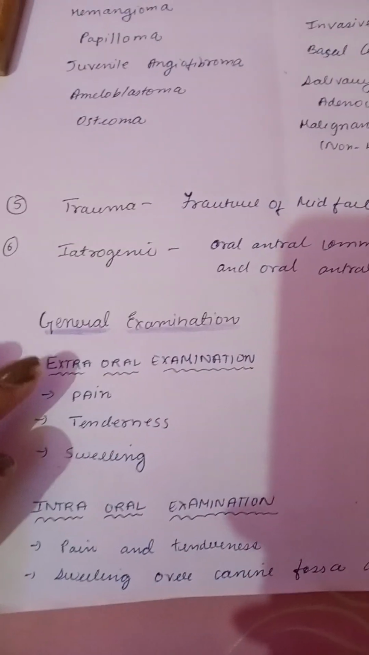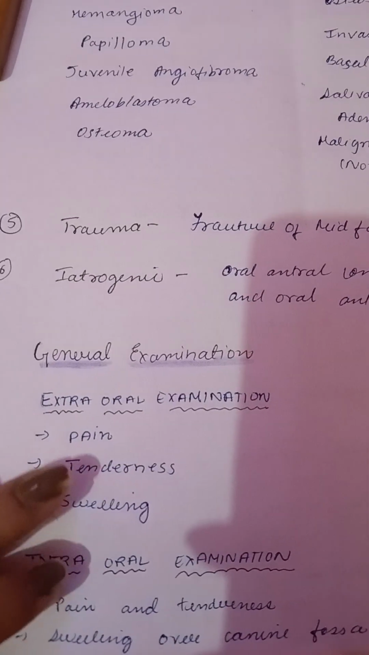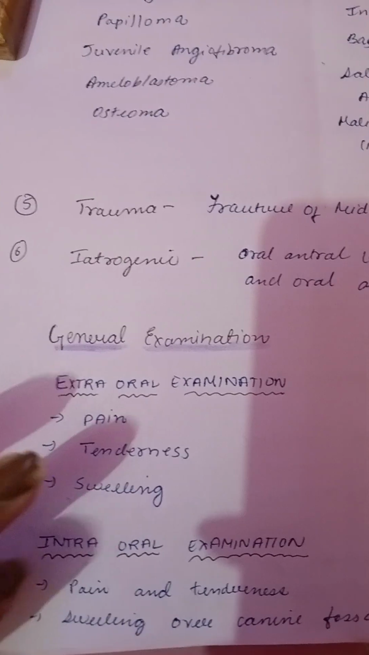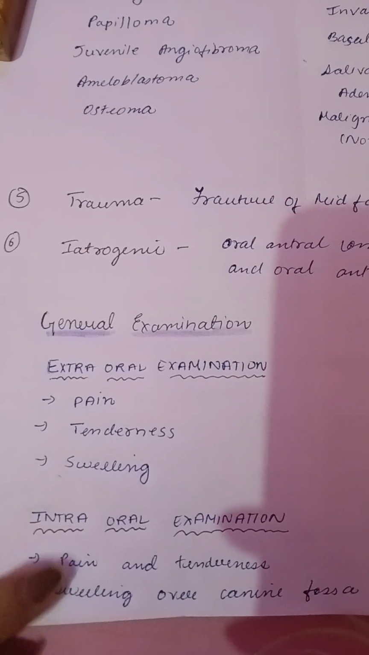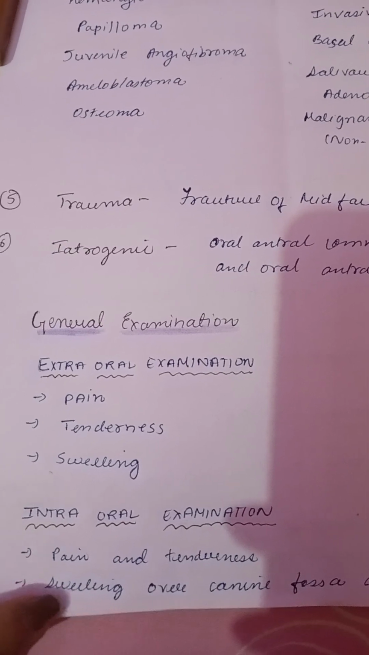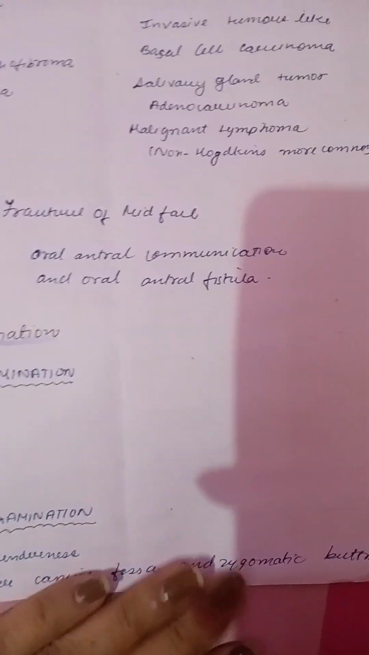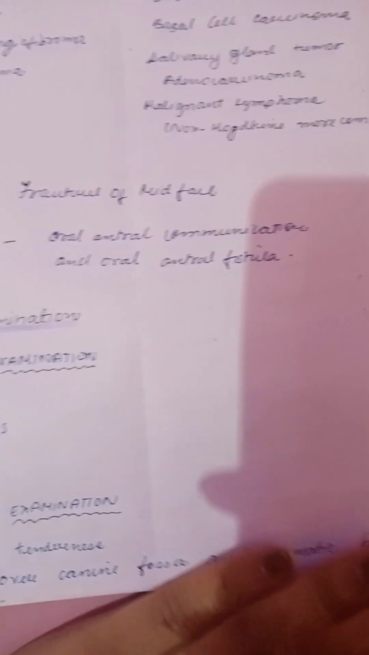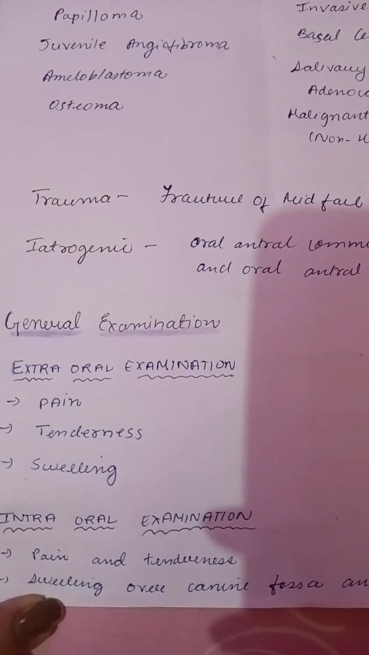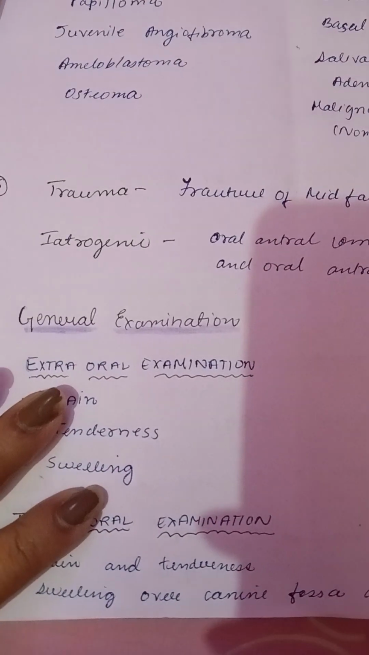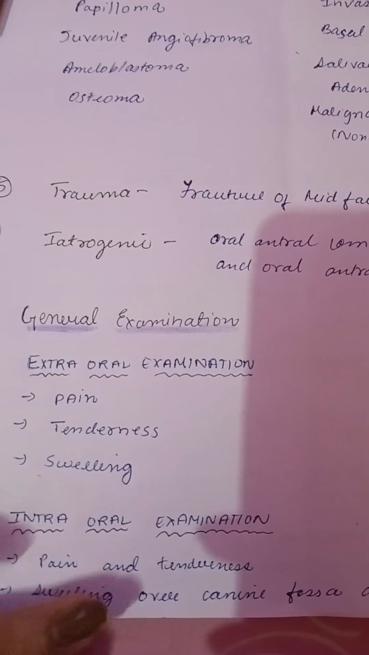So let's start. Now coming to general examination, extraoral examination, there will be pain, tenderness and swelling. Intraoral examination, pain and tenderness and swelling over the canine fossa and zygomatic buttress. This swelling can be seen extraorally also, intraorally also. Extraorally also there can be pain and tenderness over these regions, and intraorally also.